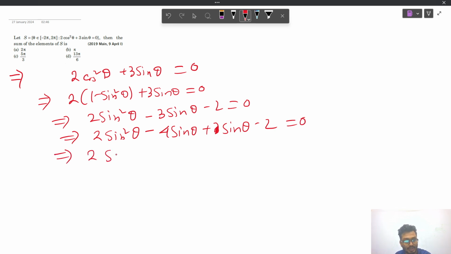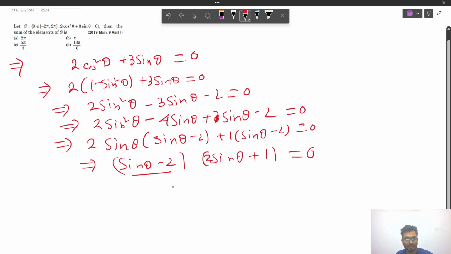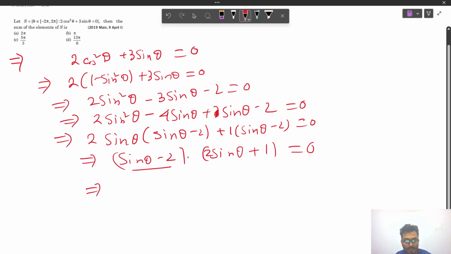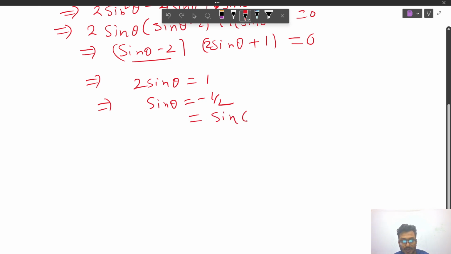So this implies 2 sine square theta minus 4 sine theta plus 3 sine theta minus 2 equals 0, sorry, this is sine theta minus 2 equals 0. We take 2 sine theta common from these two terms. So what we get: sine theta minus 2 plus 1 into sine theta minus 2 equals 0. So sine theta minus 2 into 2 sine theta plus 1 equals 0. Now sine theta minus 2 cannot be 0 because sine theta cannot be 2. So 2 sine theta plus 1 must be 0, so 2 sine theta equals minus 1. This implies that sine theta will be minus half, right? So this can be written as sine of minus pi by 6.